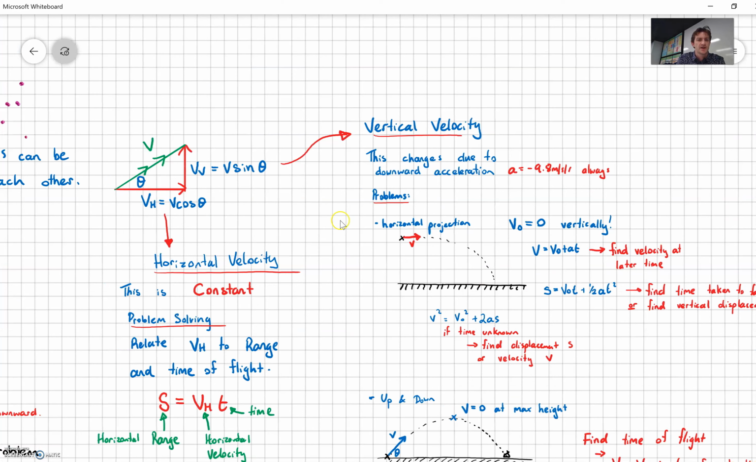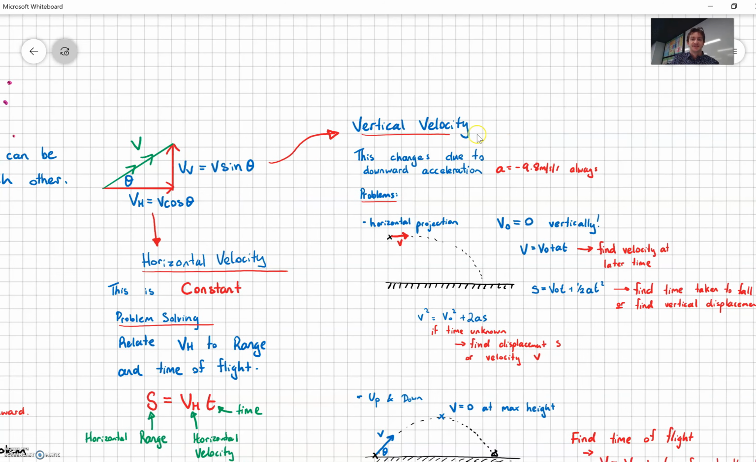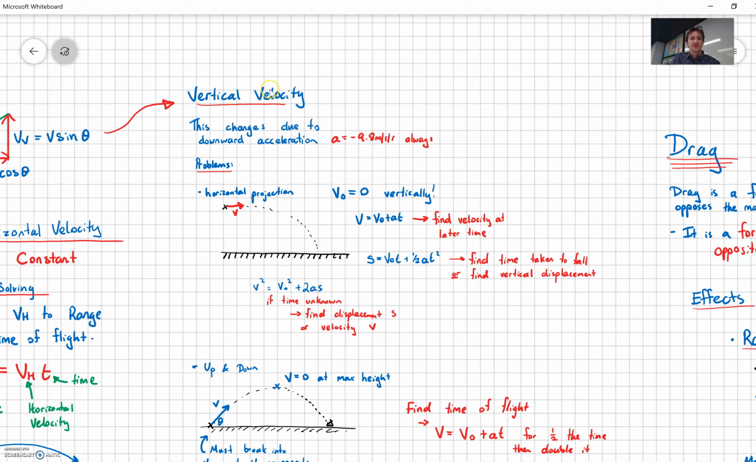So I'll scroll back up to here, where you can actually use v sine theta to find the vertical component of the velocity, and the vertical component of velocity is used in lots of problems because it's the more complicated one. Because in the vertical direction, we know that the vertical velocity changes because we have acceleration that acts vertically. It acts vertically downwards at minus 9.8 all the time.